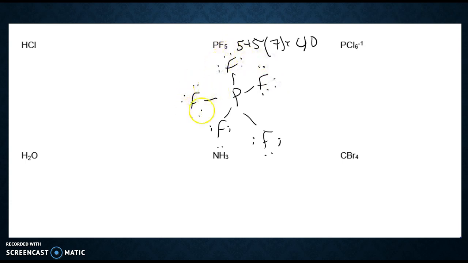Okay, so you add them all up. 8 around each one, 8 times 5 of them is 40, which is good to go. So you can practice some more of these examples, and we'll be doing plenty of practice in class.